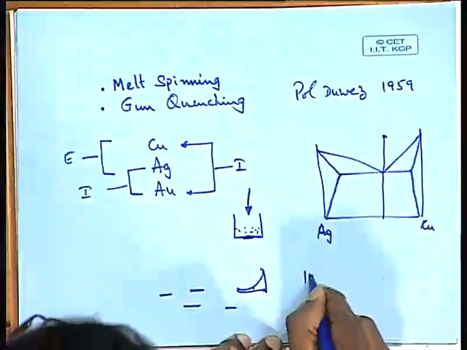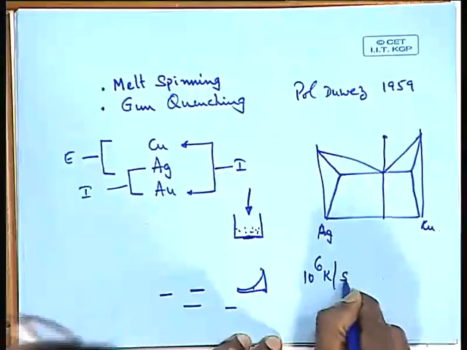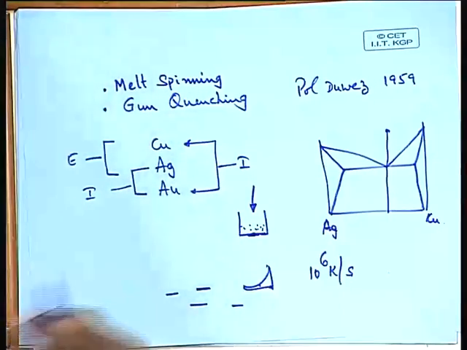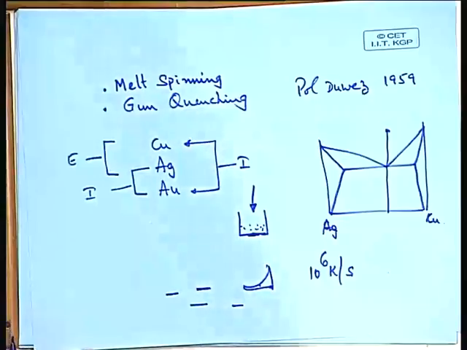Because it is like a gun, the liquid comes like a bullet through that diaphragm, through that hole, and with this he was able to achieve 10 to the power 6 Kelvin per second. That was the first rapid solidification technique.